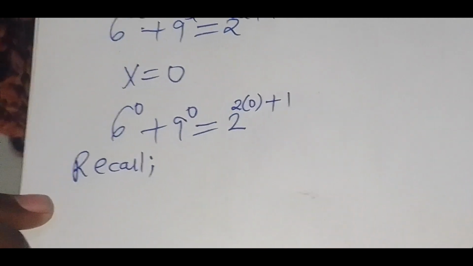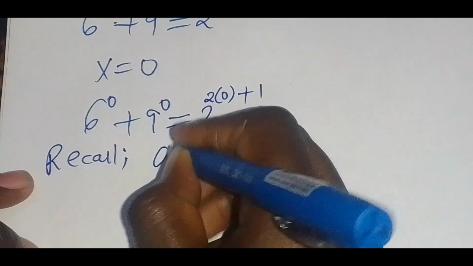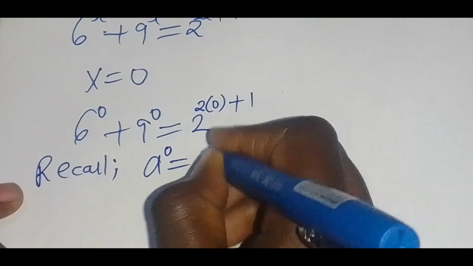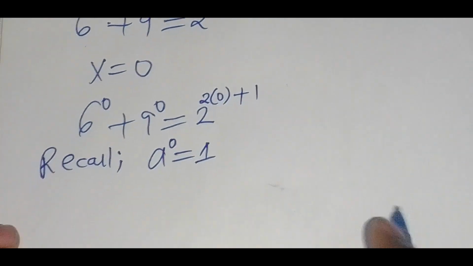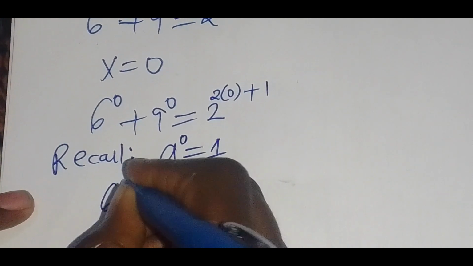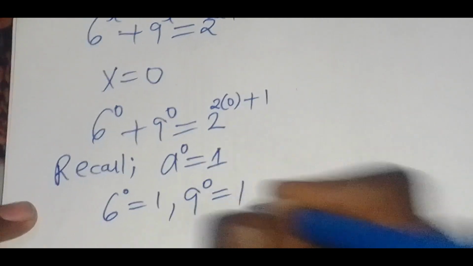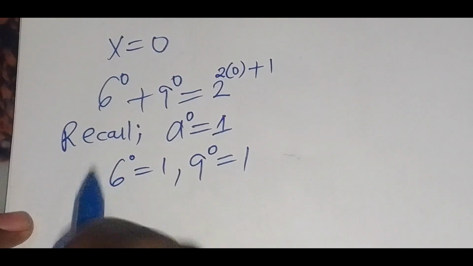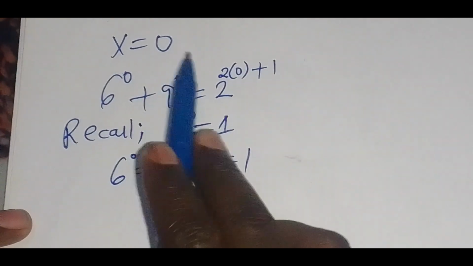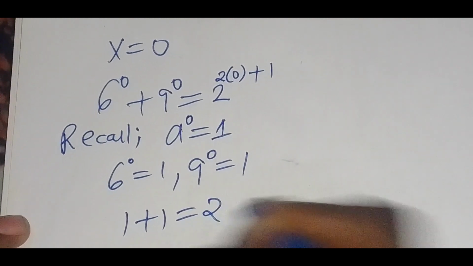Recall that one of the indices properties states that a raised to power 0 is equal to 1. Okay, so that means that 6 raised to power 0 is equal to 1, and 9 raised to power 0 is also the same as 1. Okay, so that means 6 raised to power 0 plus 9 raised to power 0 is the same as saying 1 plus 1, which is equal to 2.